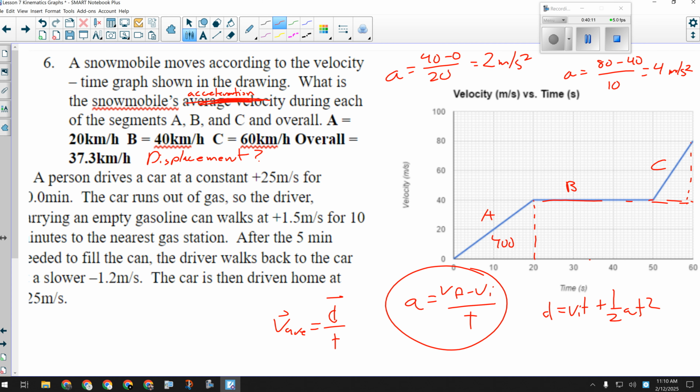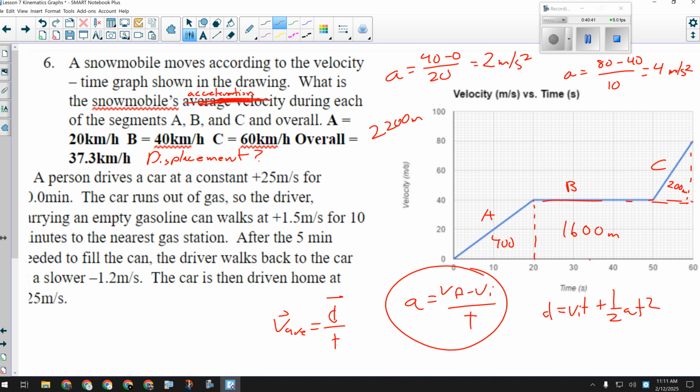From 20 to 60 is 40, and it's 40 high. So 40 times 40, that should be 1,600 meters. And then this little triangle up here has a height of 40 and a base of 10. 40 times 10 is 400 divided by 2, which is 200 meters there. So we're looking at 2,200 meters, doing it the geometry way. Everybody all right with that?